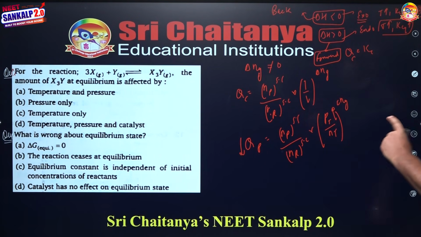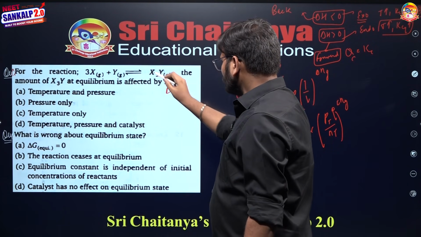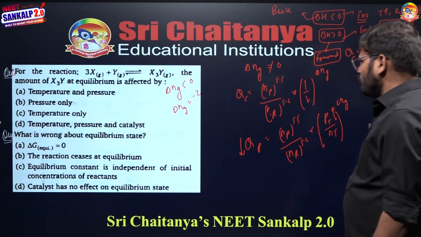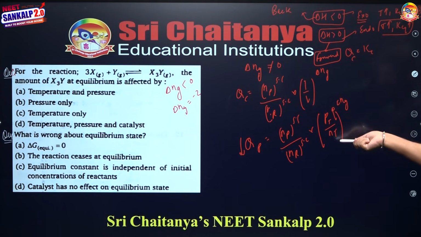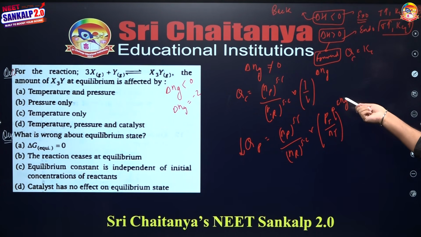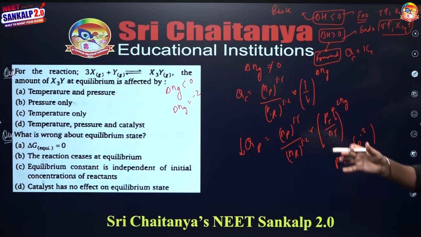So there will be an effect of temperature as well as pressure for this, because for this delta Ng is less than 0, or delta Ng is minus 2. So with this concept, we can say if you increase pressure, as delta Ng is minus 2, this part will, if you see overall, decrease, and so Qp will increase. If Qp is increasing, then the reaction will go in the backward direction. Okay, I will summarize this thing.